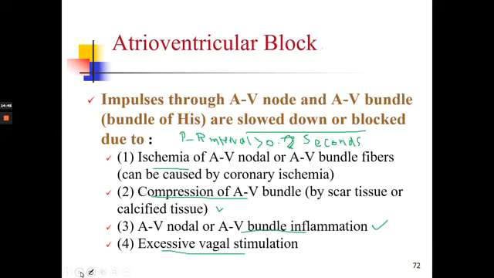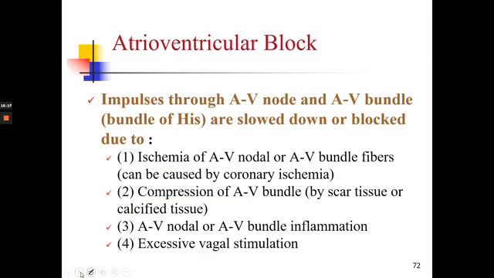So impulses through the AV node or the bundle are slowed down or blocked because of ischemia of the AV node or AV bundle, because of compression, because of inflammation, or because of excessive vagal stimulation. There are three stages, or 3 degrees, of AV blocks. We are going to talk about it after a while. So there are 3 stages, 3 degrees.